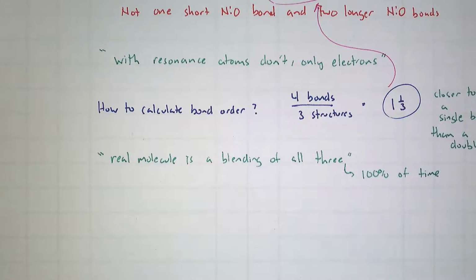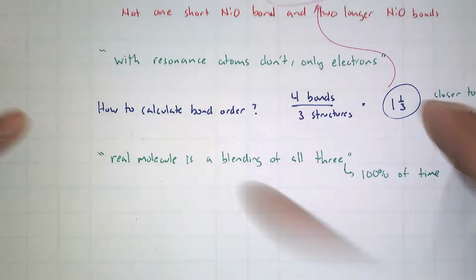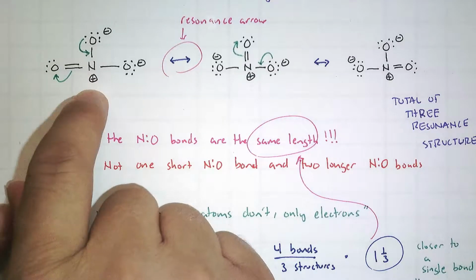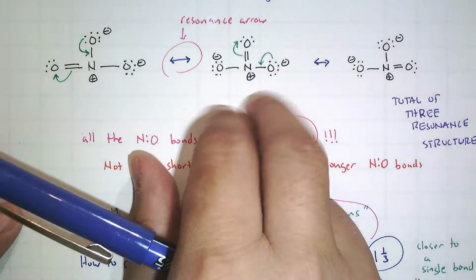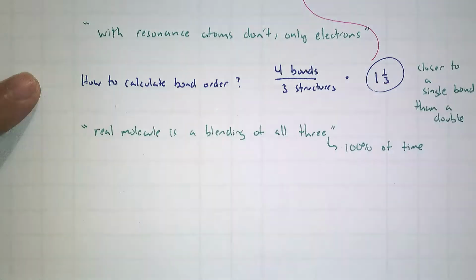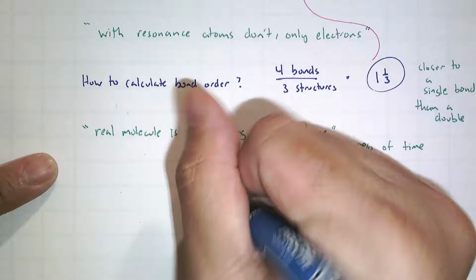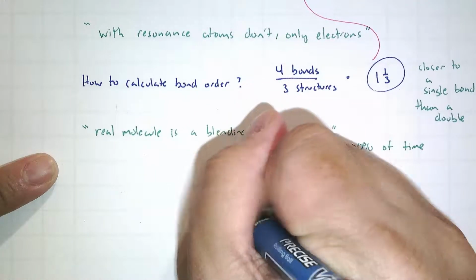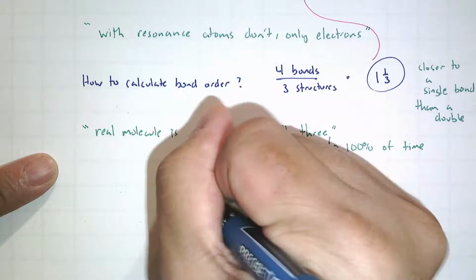So what's the dilemma? The dilemma is, what the heck does a real molecule look like? Right? It doesn't look like the mom. It doesn't look like the dad. It doesn't look like a third person. It's a blending of all three. So that's why people draw Lewis structures, because in real life, the molecule looks like this, and it's not easy to decipher.